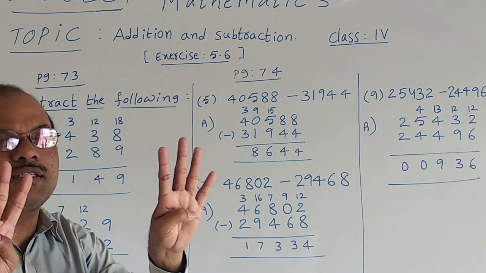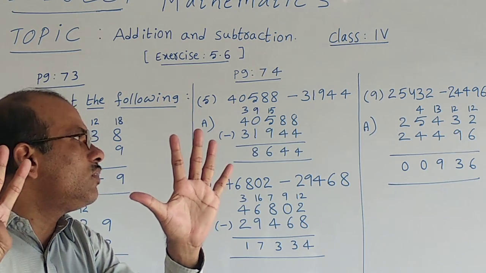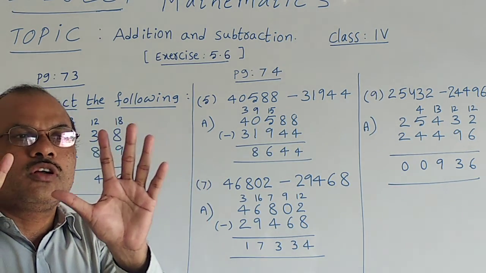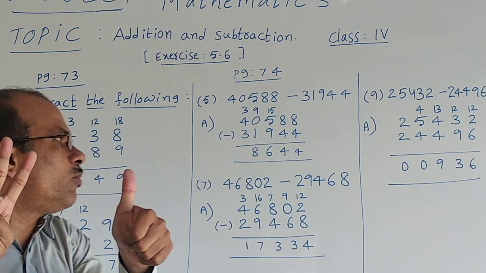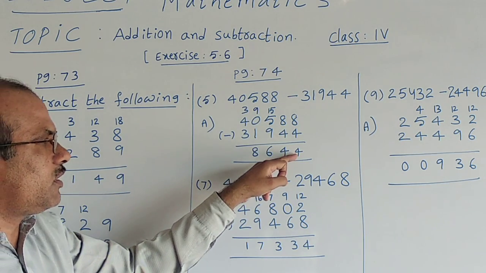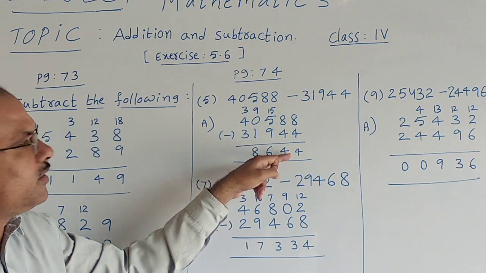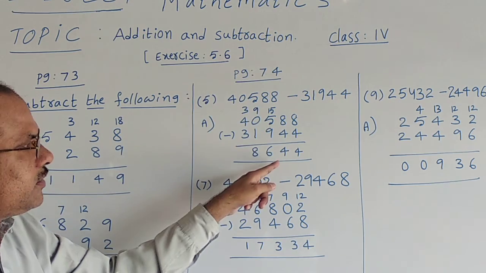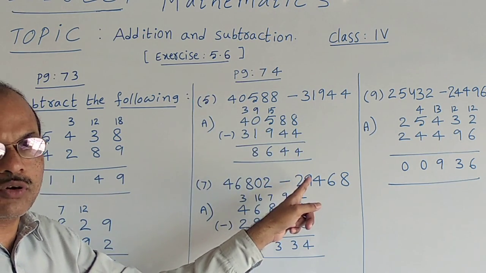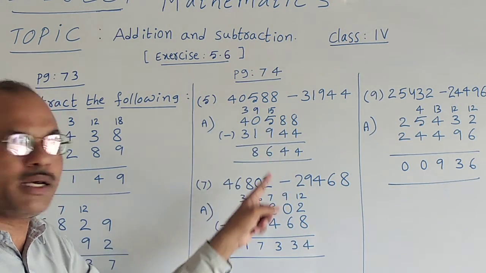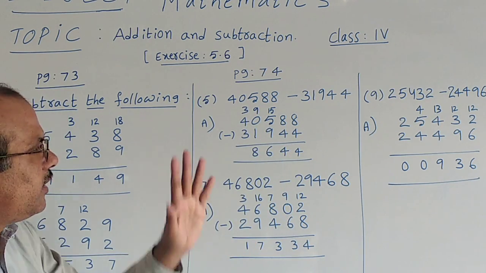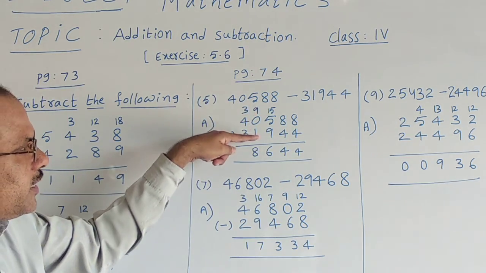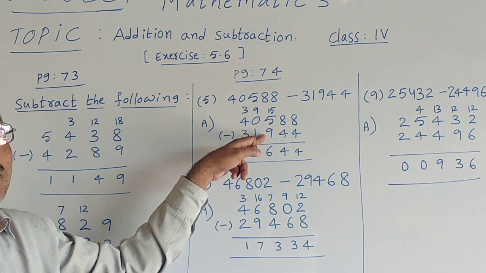Take 8 fingers, and of those 4 should be closed. Remaining how much? 4 are there. That's why the answer is 4. Clear now? Next 8 minus 4, again 4, like the first part. Clear? Next 5 minus 9. 5 minus 9 is not possible.